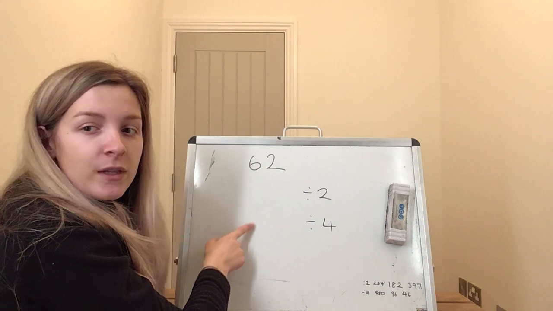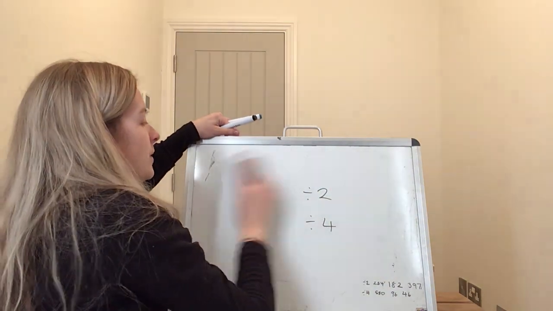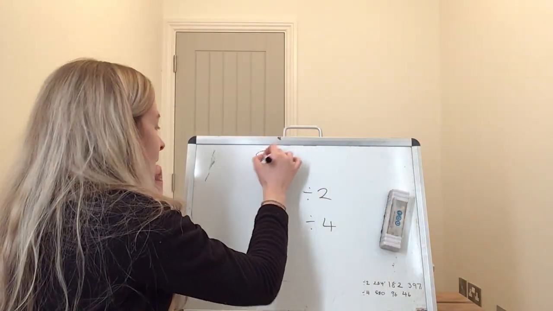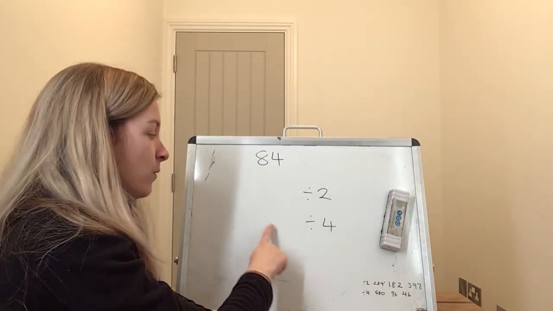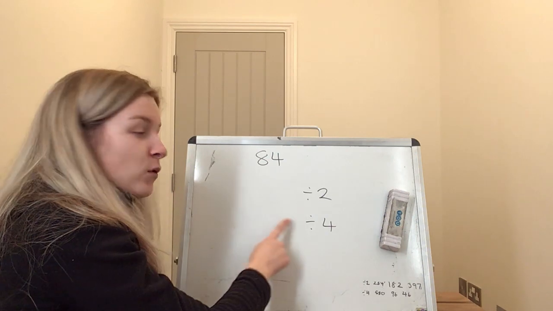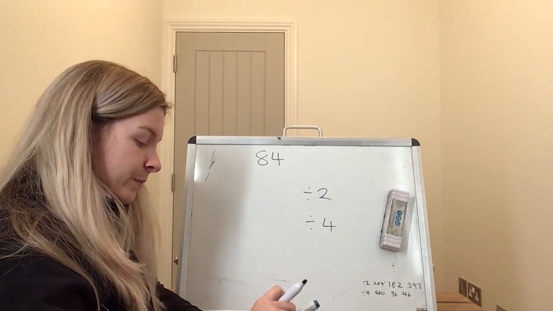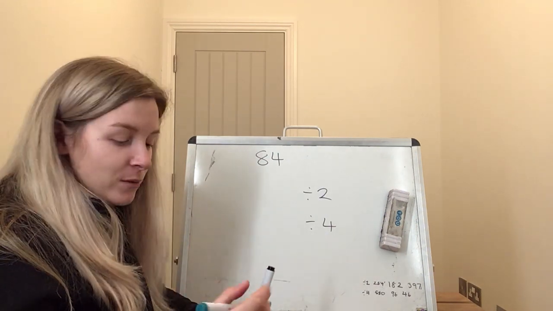Okay, not an easy one this. Actually, do you know what? We're not going to start with 62, we're going to start with 84. Okay, half it again, and tell me what's the answer. 84 divided by 4 is... Pause the video now, have a go.